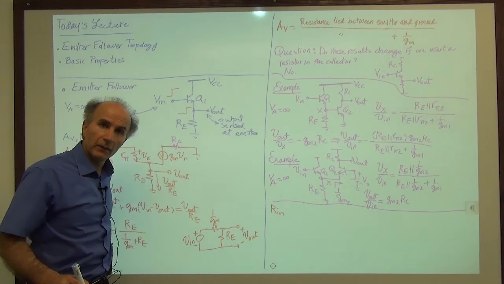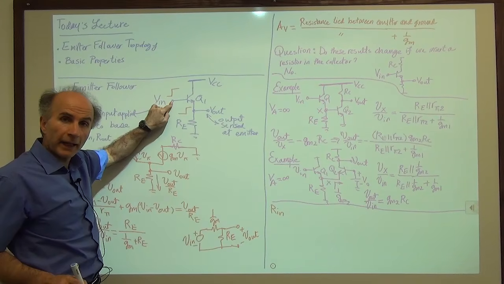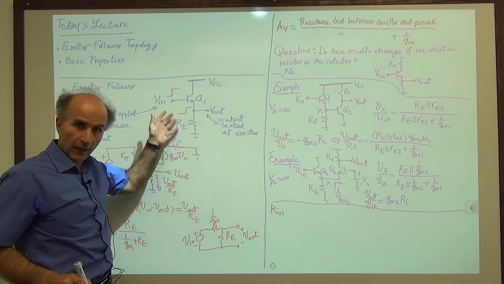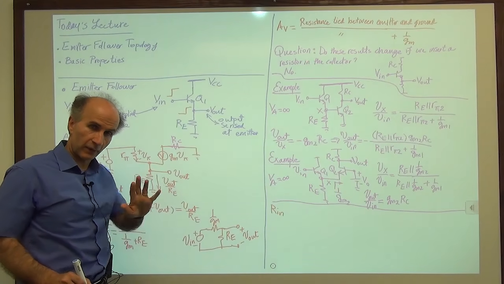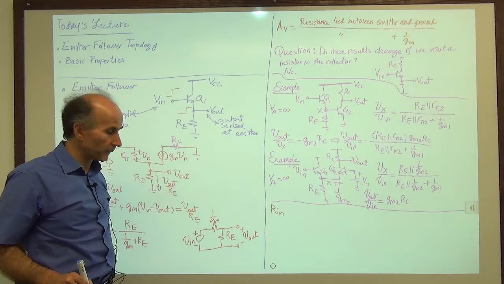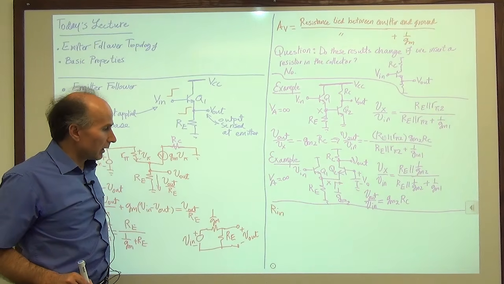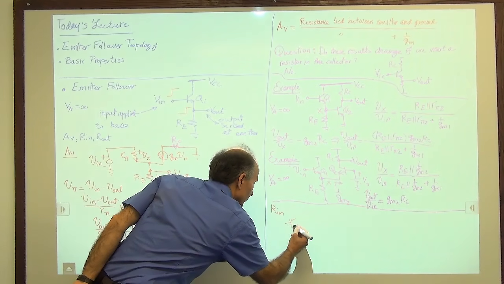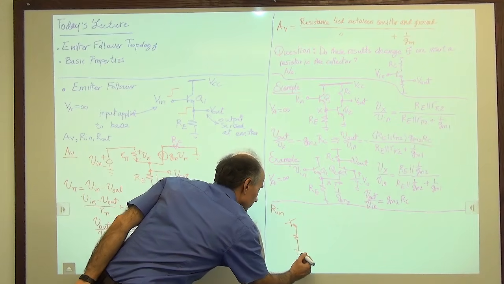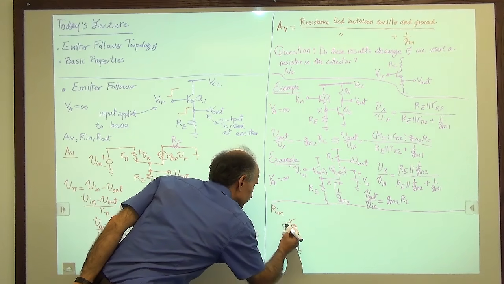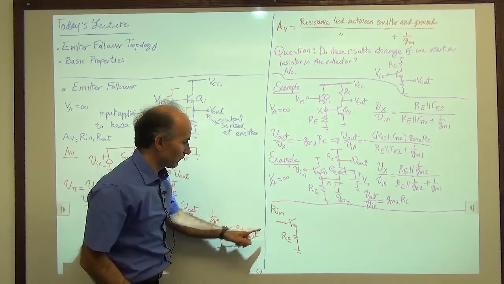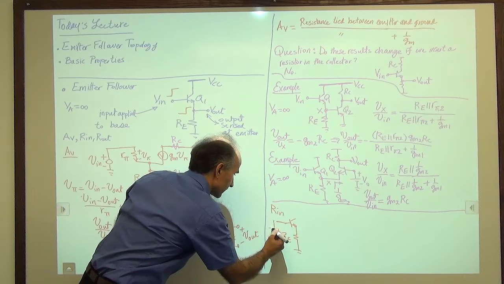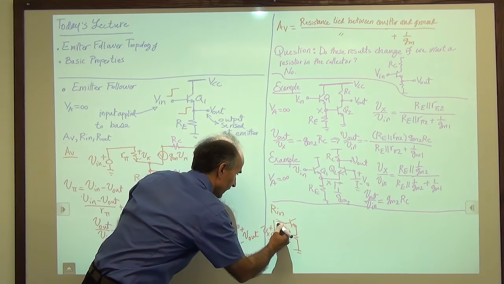Okay, R in means what? R in means I sit here and I look this way, meaning I apply a voltage source and I measure the current, and that ratio gives me the input resistance. Of course, everything in small signal analysis. So, all right, let me draw that circuit again, Re. And my objective is to find the resistance looking this way, right? So if you apply Vx and measure Ix, that's the objective.